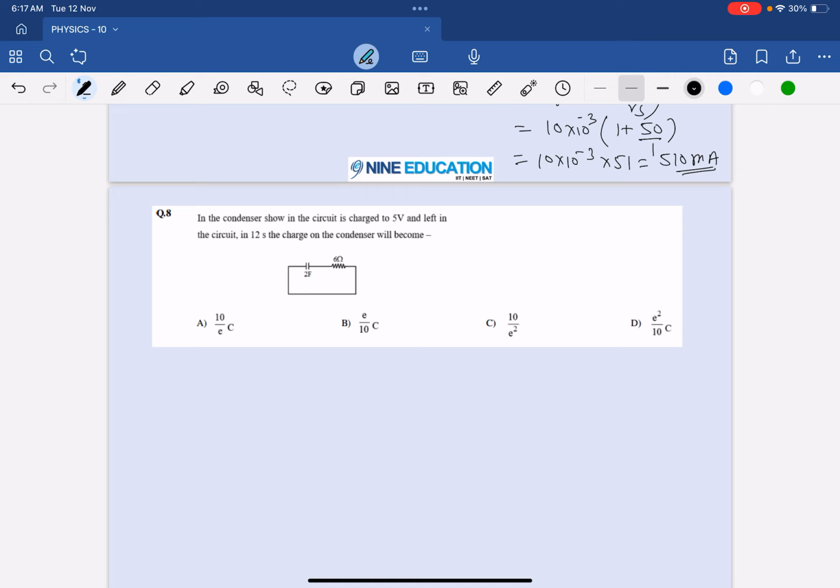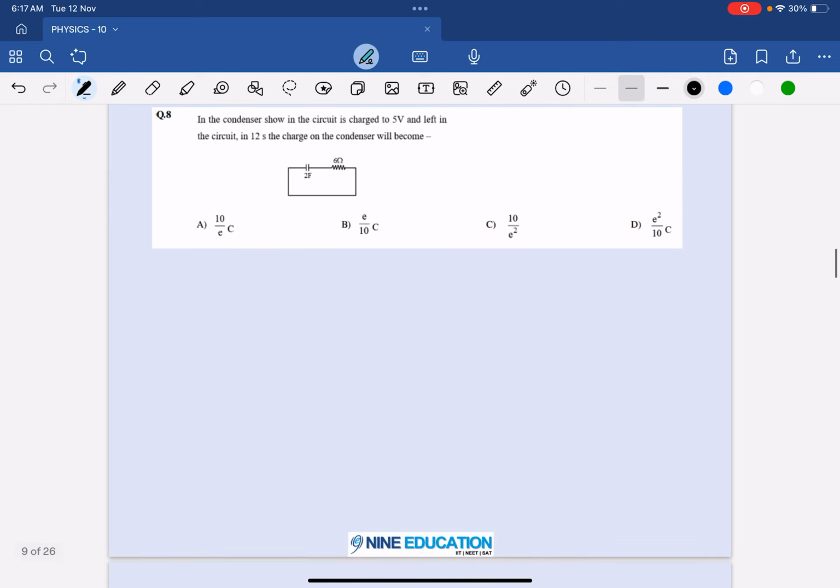The condenser shown in the circuit is charged to 5 volt and left in the circuit. In 12 seconds the charge on the condenser will become... So basically they are charging it to 5 volt. What is the meaning of charging it to 5 volt? That means the total charge on this is going to become how much? Q equals CV, and C is 2 and V is 5, so it is going to become 10 coulomb directly, because everything is given in farad. So it is 10 coulomb, sir.